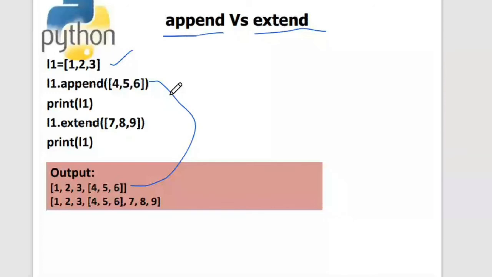What has happened over here is that I have given a sublist over here, and this append operation is considering this to be one element of the list. It is considering this entire sublist to be an element of the list. And what did it do over here? It has added this as an element into the list.